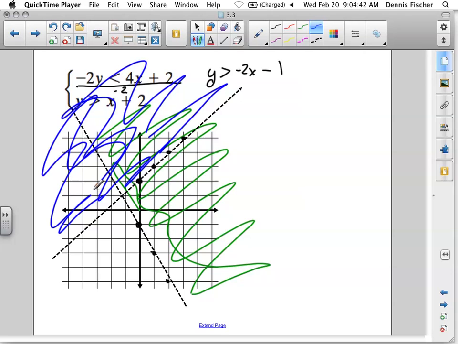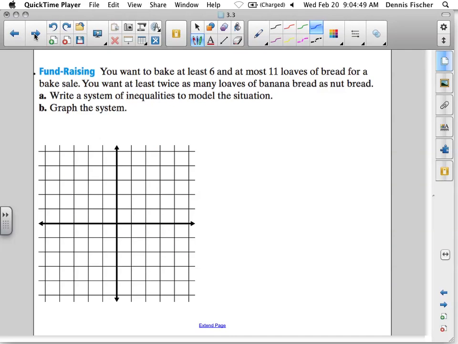Oh yeah, we can do. We got a lot of those. Let's see. Oh, here's a good one. You want to bake at least 6 and at most 11 loaves of bread for a bake sale. You want at least twice as many loaves of banana bread as nut bread.